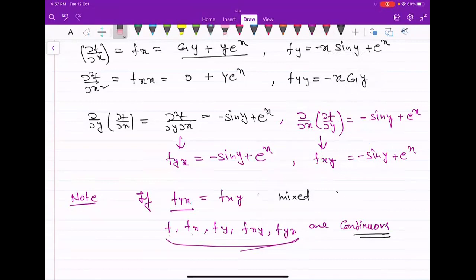Next, second order. Is it clear or not? Suppose you want to show fx, fy are continuous. So what will we show? We will show fyx equal to fxy.